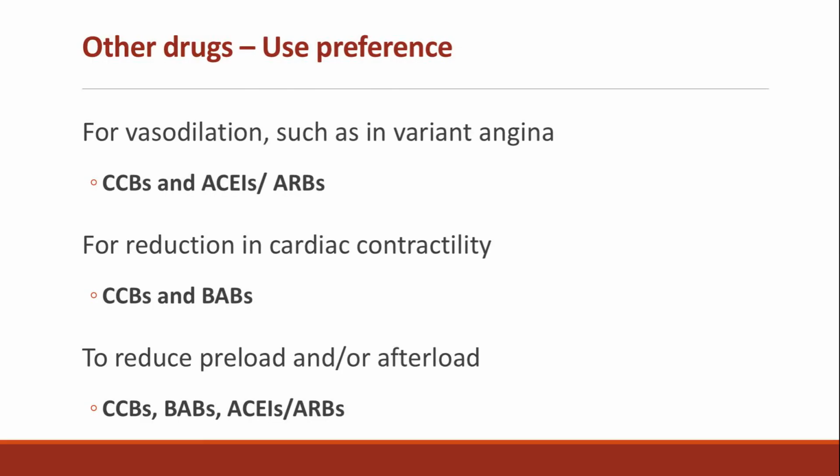For vasospastic angina, calcium channel blockers and ACE inhibitors are especially effective. To decrease contractility and heart rate, beta blockers and non-dihydropyridine calcium channel blockers are used. For preload and afterload reduction, calcium channel blockers combined with ACE inhibitors or beta blockers work best.